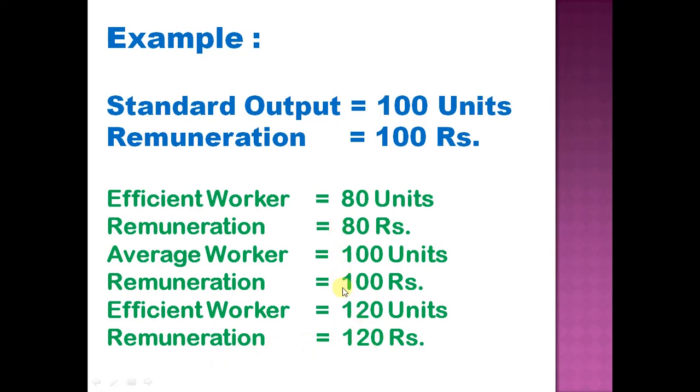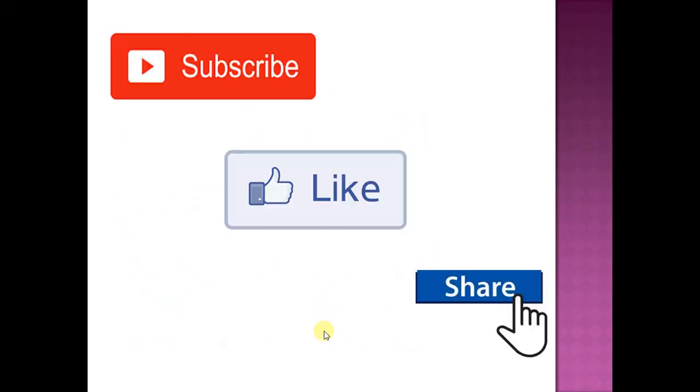So here we can see that different wages will be paid to the different workers according to their performance and efficiency. This is the example of differential piece rate wage plan. So these are the techniques of scientific management.